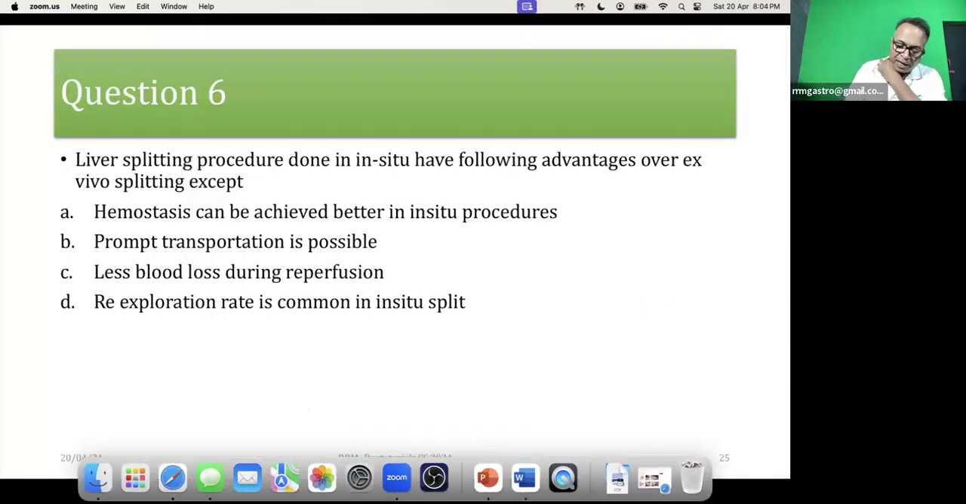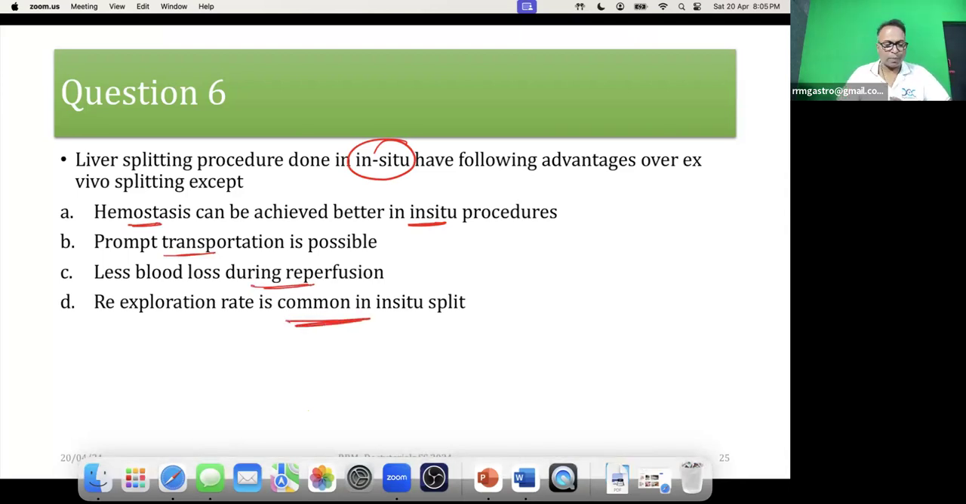Liver splitting procedure done in situ has the following advantages over ex vivo splitting, except, can you tell me? Hemostasis can be achieved better in situ. Prompt transportation is possible. Less blood loss during reperfusion. Re-exploration rate is common in in situ split, which is wrong. Which is wrong in this?